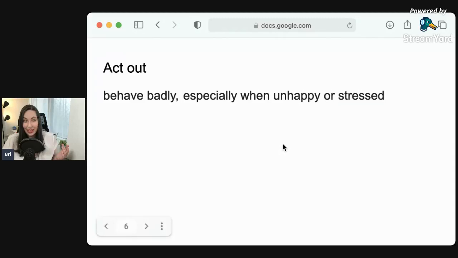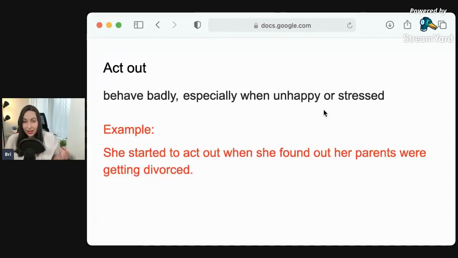Okay, let's take a look at my example. She started to act out, so she started to behave badly when she found out her parents were getting divorced. Maybe this is a little girl and she just found out that her parents are getting divorced. So maybe she's acting out because she is stressed or really unhappy. She's sad, she's angry. That's very stressful, right? So kids will act out in that kind of situation.